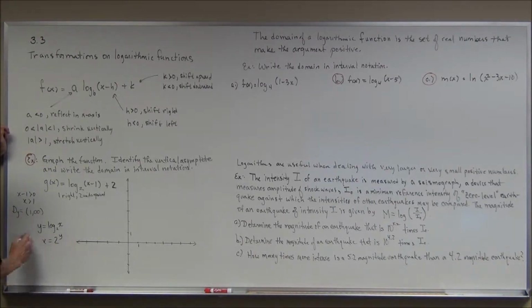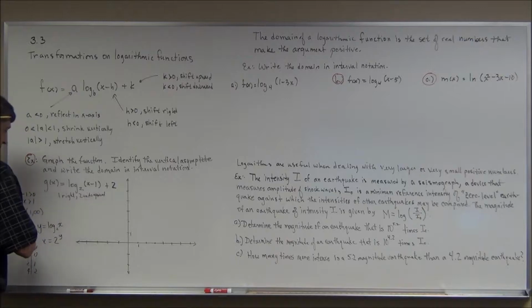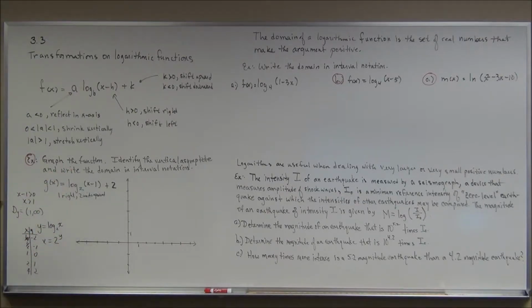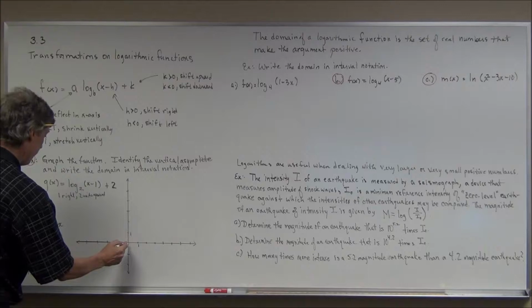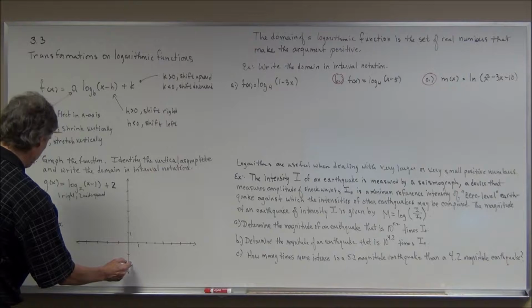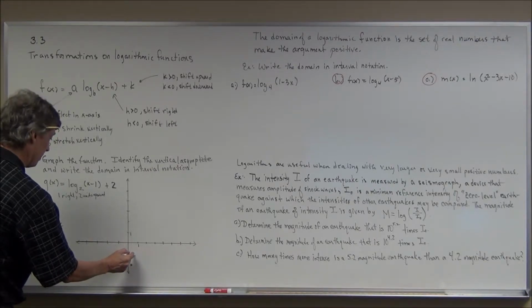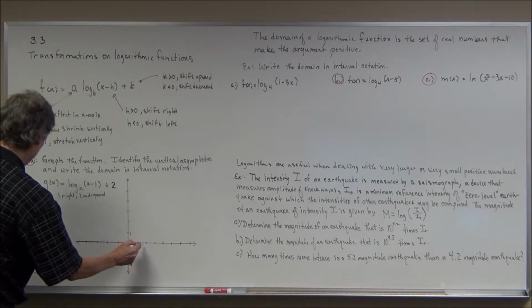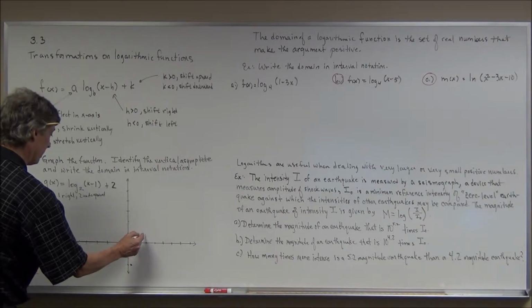I plugged in some numbers for y and solved for x. So I used negative 2, negative 1, 0, 1, and 2. Negative 2 gave me 1/4, then 1/2, 1, 2, and 4. So now I'm going to sketch that. I know it's not what I'm looking for, but it's what I'm going to base it on. I'm going to sketch that in this color here. So if I graph 1/4, negative 2, it would be down here approximately. 1/2, negative 1 would be about here. 1, 0 would be here. 2, 1 would be here.